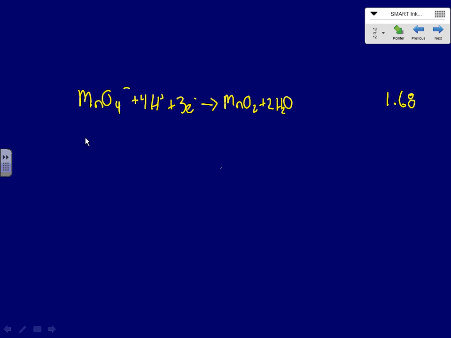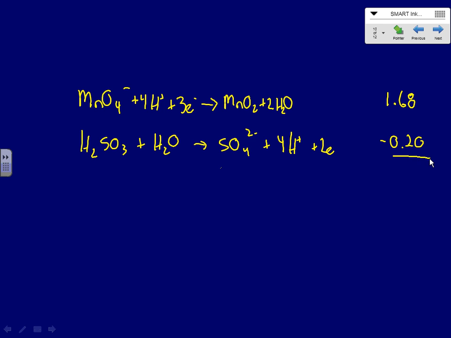And then for H2SO3: H2SO3 plus H2O to produce SO4 2 minus plus 4H plus plus 2 electrons. Negative 0. I think it was 20? 0.20. All right.